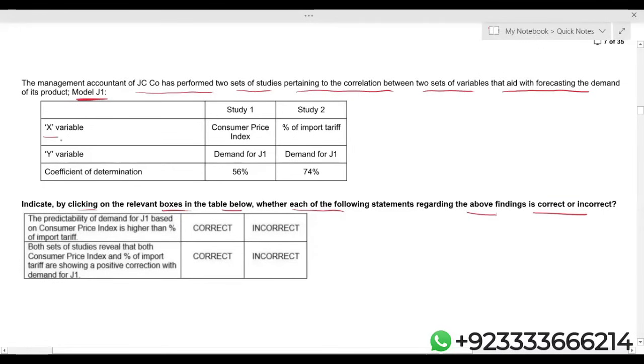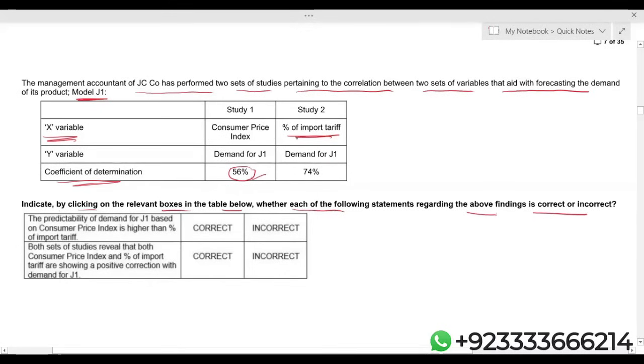Study 1, study 2. X variable: consumer price index, here percentage of import tariffs. Y variable: demand for J1. Coefficient of determination, R square: 56%. So basically, according to study 1, the relationship which is explainable according to the consumer price index is 56%. Is the relationship explainable?